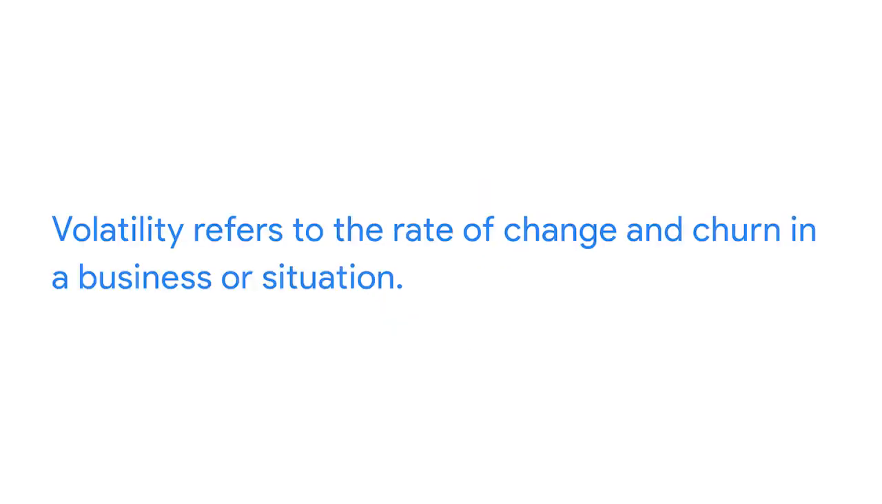Volatility refers to the rate of change and churn in a business or situation. In a volatile project, you would discuss how the next disruption to your operations is always right around the corner, or it feels like things never have time to settle into a normal rhythm.